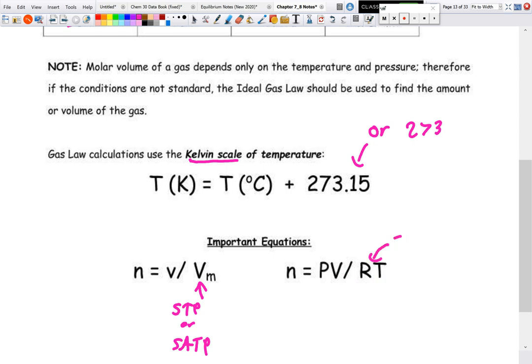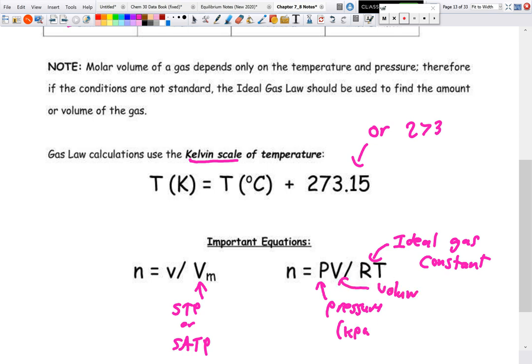And remember, R is the ideal gas constant, found on the back of your periodic tables. P is pressure in kilopascals. V is volume, and it needs to be in liters. And of course, T is temperature, and it needs to be in Kelvin.